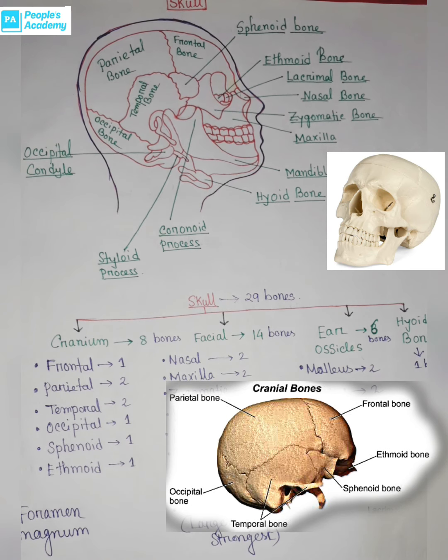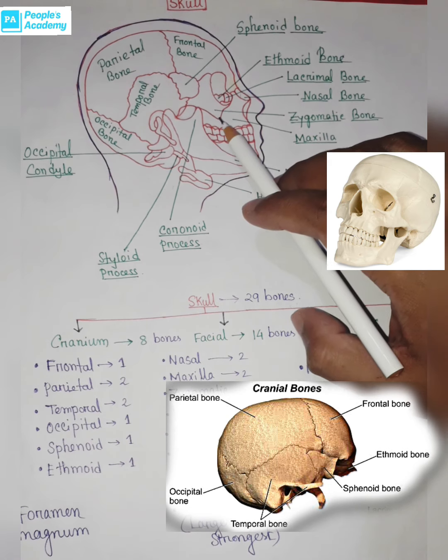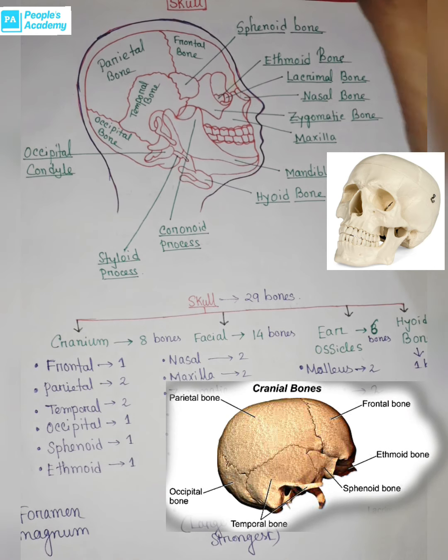Now coming to the last cranium bone we are going to discuss, that is the ethmoid bone. It has a sponge-like appearance. The small ethmoid bone has a sponge-like appearance. So this is all about the cranium.